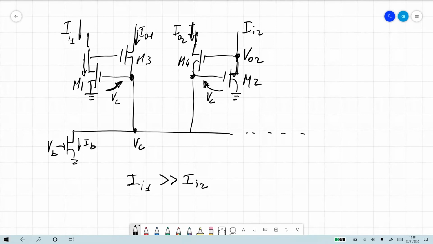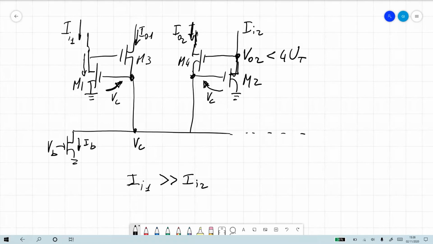Remember, in subthreshold, it has to be at least less than 4 UT. So it has to be less than 100 millivolts. So VO2 has to be less than 4 UT. Okay, so that's how we satisfy this constraint.